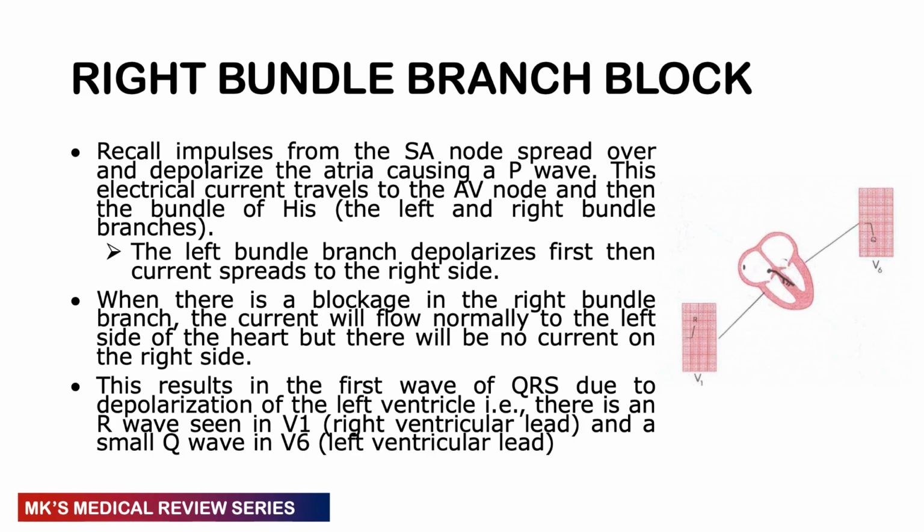So the left side will depolarize first. Like I told you, this left side which depolarizes first will send over a small current towards the right side. This is the right side here, this is the left side. So this one will depolarize first, then send a current in that direction. If the current is moving in that direction, this lead which is facing this side will show a positive deflection. This is what is responsible for this initial R wave. And if the current is moving away from the left side, this will show a negative deflection. So V6 is going to show a negative deflection, V1 is going to show a positive deflection.